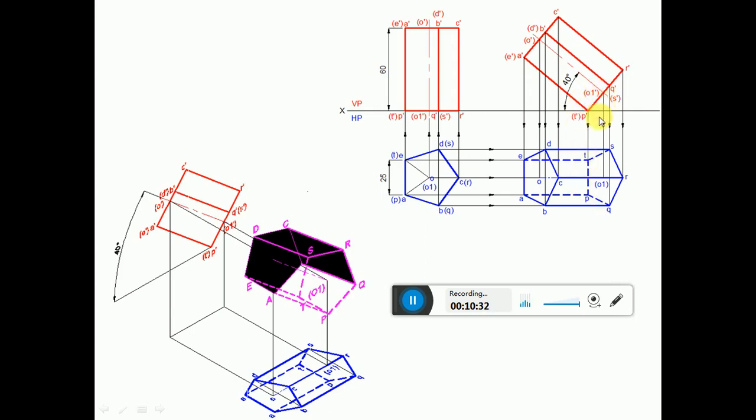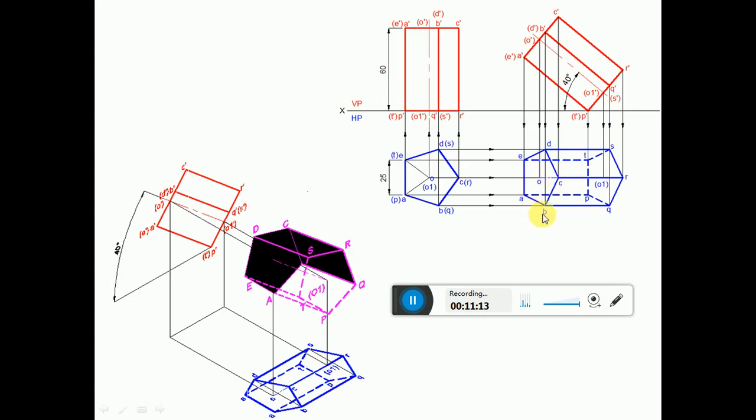Similarly, draw a vertical projector from O1 dash and draw a horizontal projector from O1 to intersect at this point O1. Similarly, draw a vertical projector from Q dash, S dash and draw a horizontal projector from Q to intersect at Q and also from S to intersect at this point S. And similarly, draw a vertical projector from R dash and draw a horizontal projector from R to intersect at this point R. Now once we transfer all these points to the top view, we need to join them.